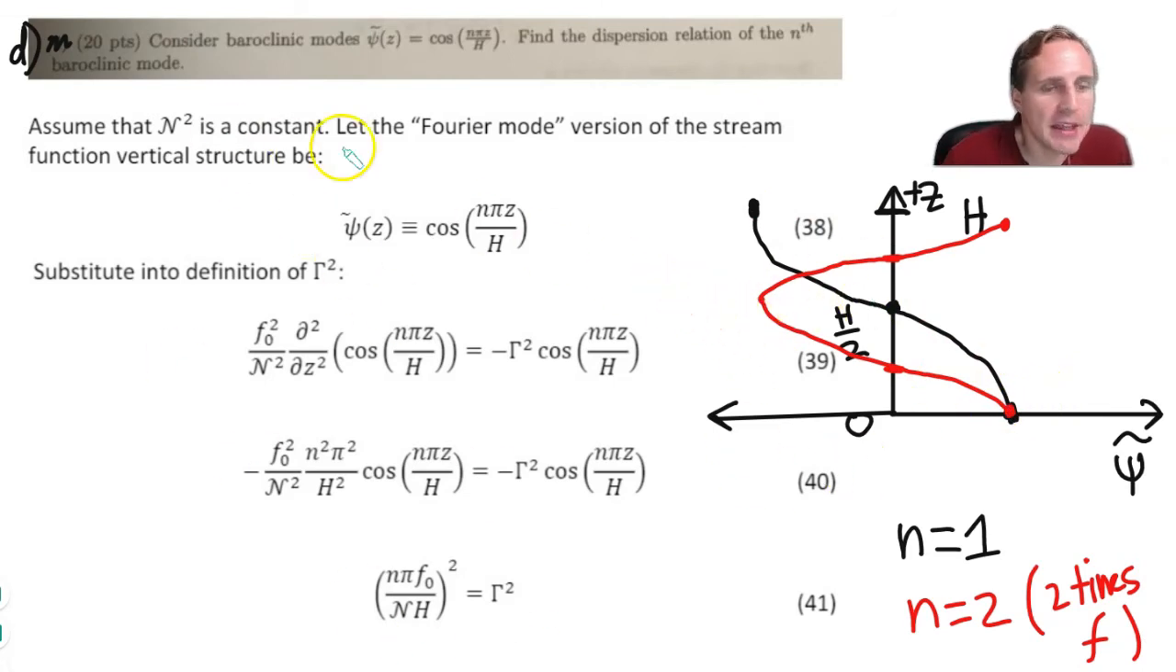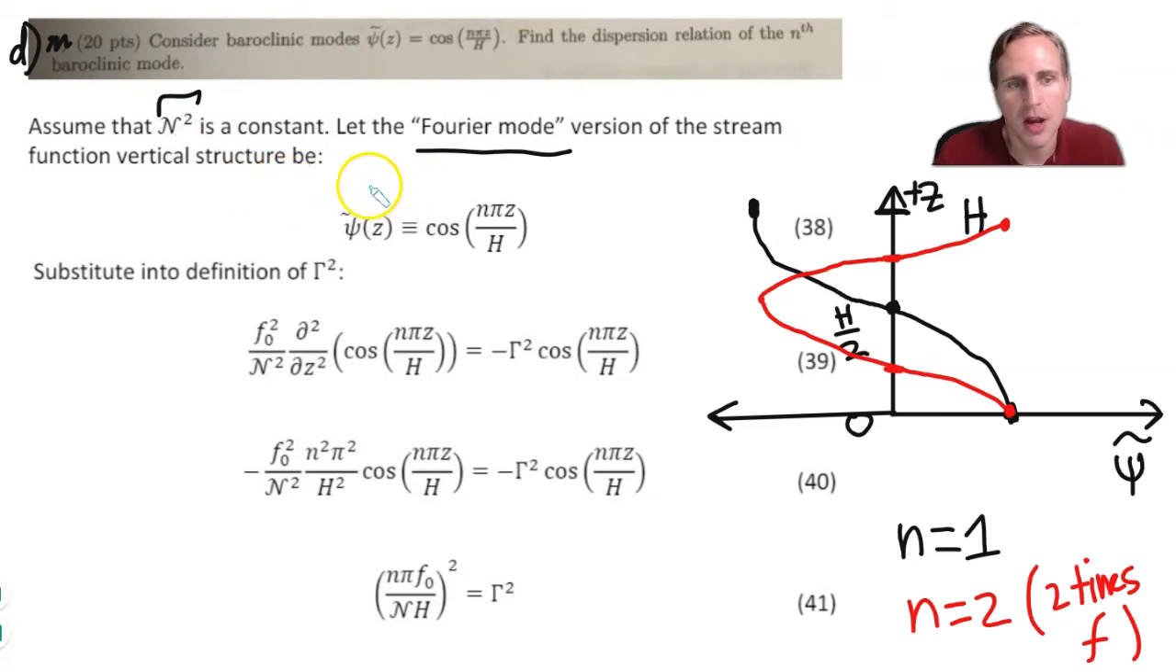So basically, these are like Fourier modes. So n can be the value 1, 2, 3, and so on. And notice that they're just higher and higher frequencies. Let's assume that N squared is constant. Typically, capital N here, the Brunt-Väisälä frequency, does depend upon height. But let's just assume for the simplicity of this problem that N squared is constant.